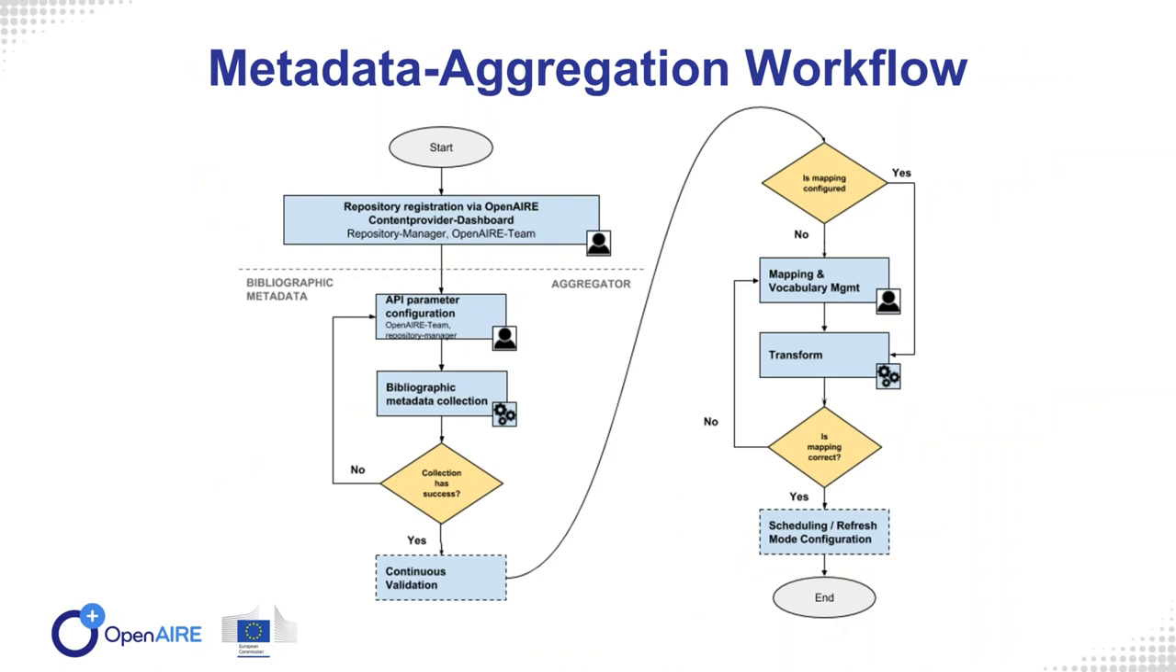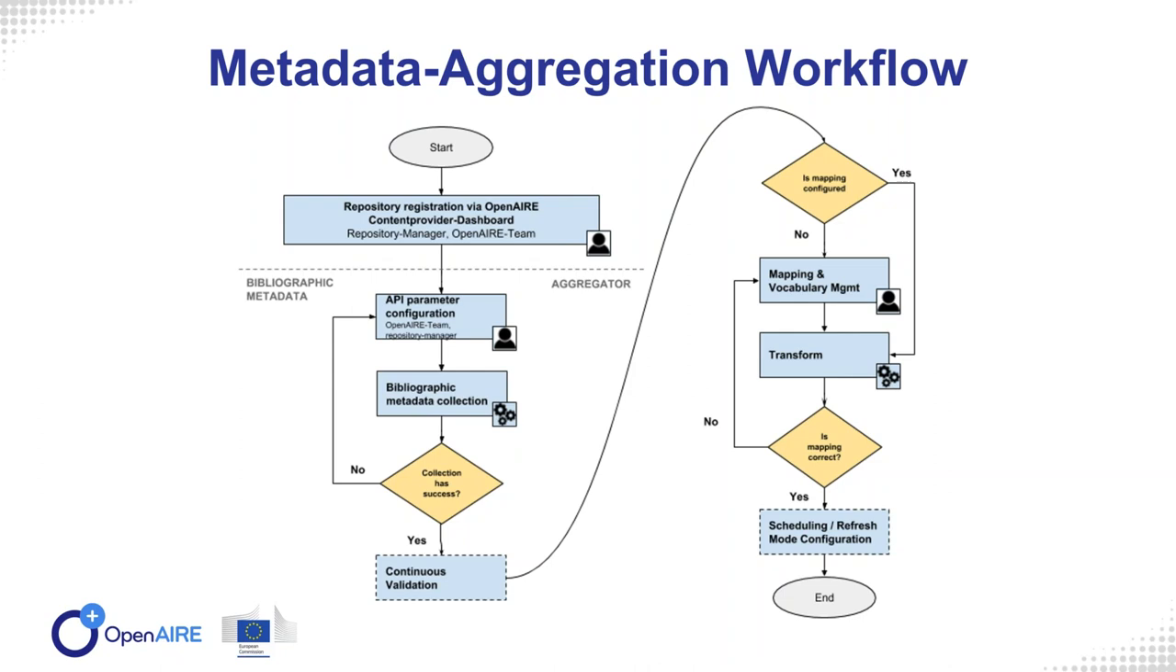And then also there is a nice workflow. I will try to explain it in an easy way. So when you're a content provider and you try to provide content to OpenAIRE, the process is that there is an OpenAIRE team under the repository manager that will communicate, and they will try to find the best API parameter configuration. So if that works, you get the bibliographic metadata collection. And if that works, then everything will be successfully validated from OpenAIRE. If it doesn't work, if there is a mistake somehow in this process, then the process starts from the start.